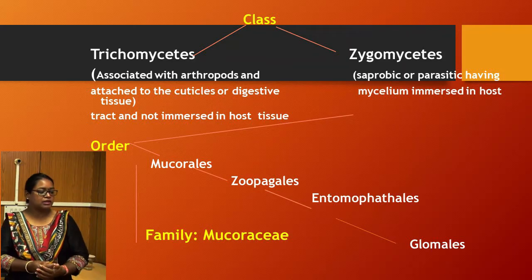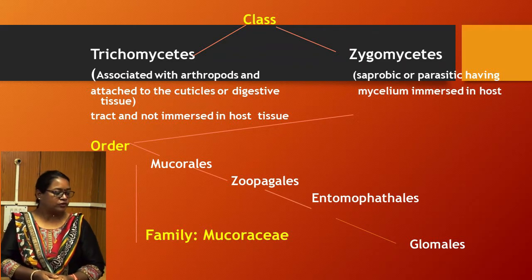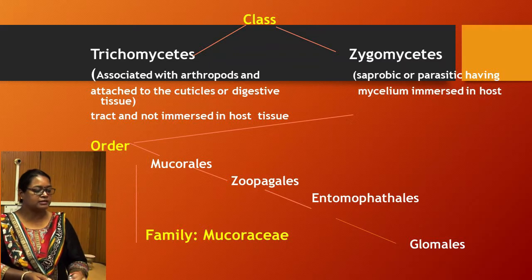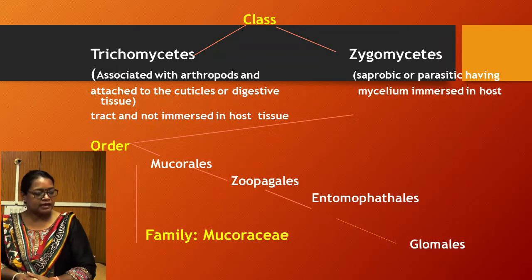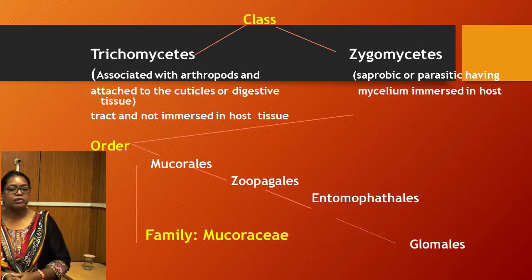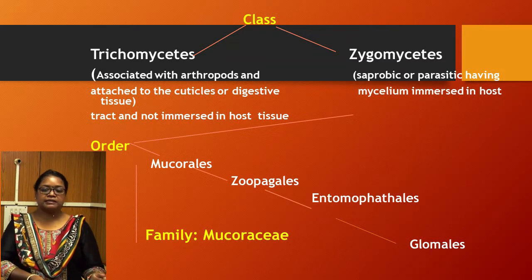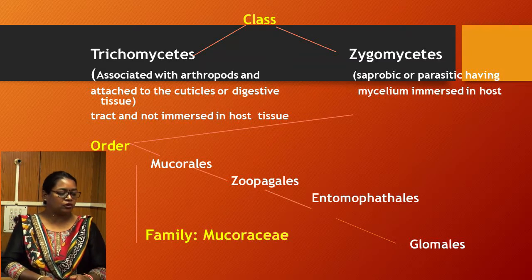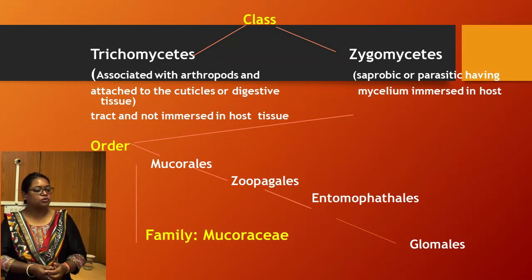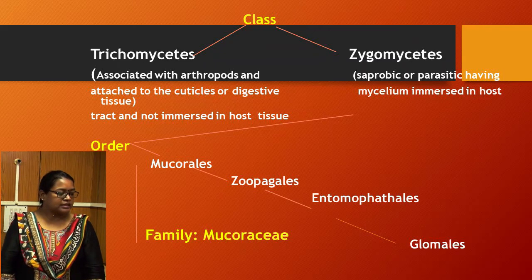The Trichomycetes class is associated with arthropods, attached to the cuticles of digestive tracts and not immersed in the host tissue, whereas Zygomycetes is saprobic or parasitic, having mycelium immersed in host tissue. The class Zygomycetes is again divided into 4 orders, of which only one is important, that is Mucorales. Mucorales has the family Mucoraceae.